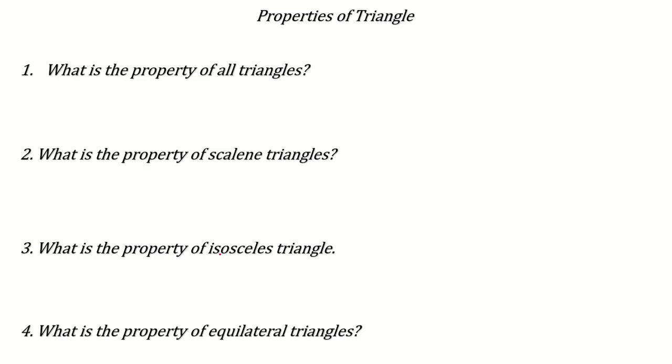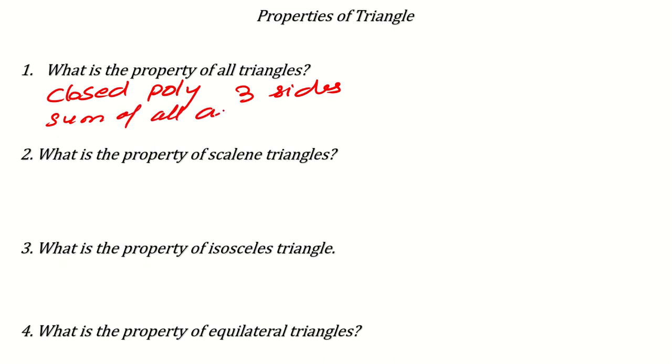Now, see the question. Question is, what is the property of all the triangles? All the triangles means it is a closed figure or closed polygon with three sides. And what other properties you can write? Sum of all angles of a triangle is equal to 180 degree.